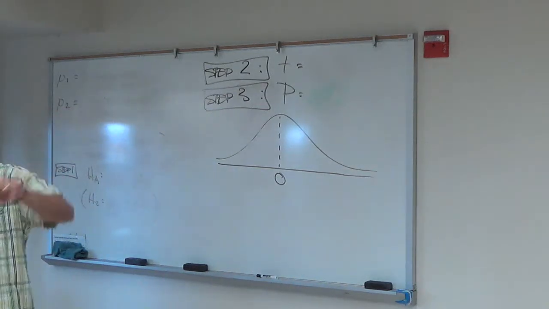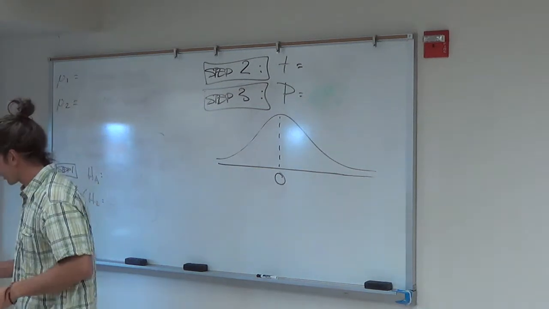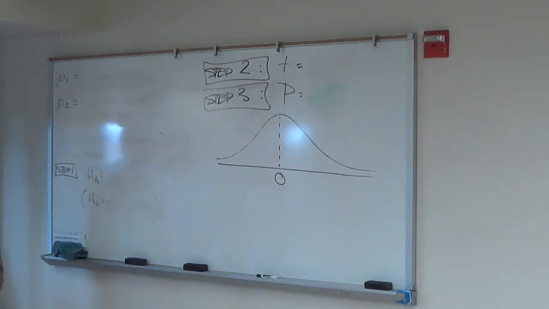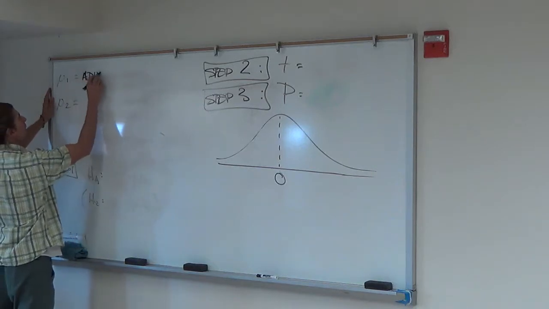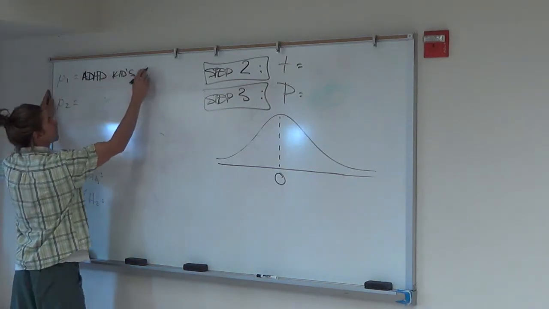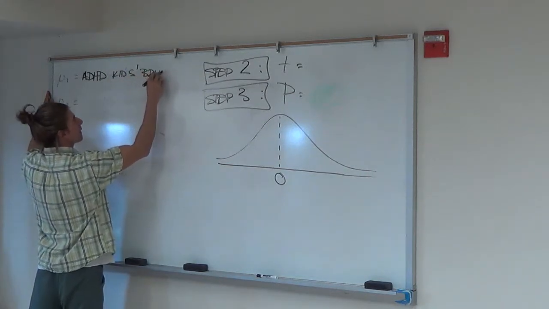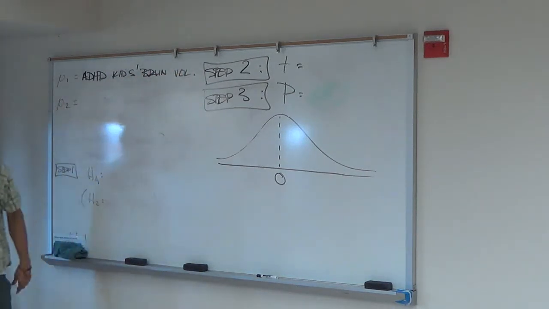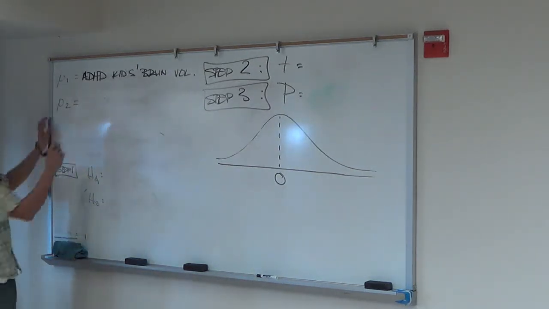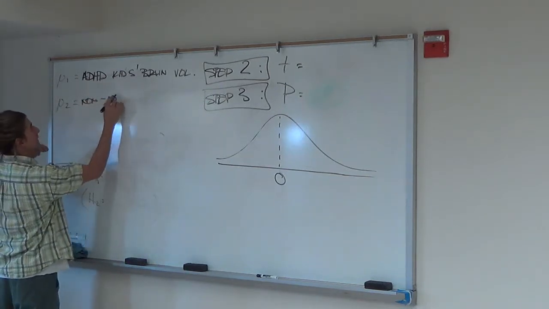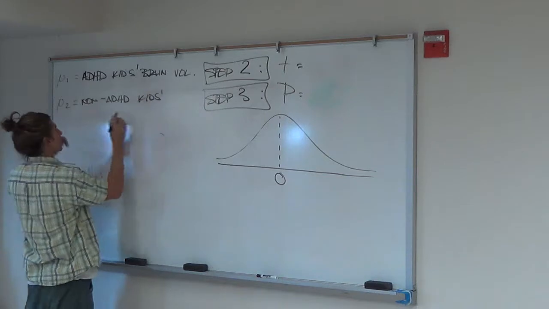Fair enough? Okay, so what are our hypotheses going to be? Let's define mu1 and mu2. What's mu1 going to be? Your choice, doesn't matter to me. You pick, mu1. ADHD kids, parentheses, brain volume. So therefore mu2 is going to be? No ADHD. Good, the kids without ADHD. Non-ADHD kids, brain volume. Good.